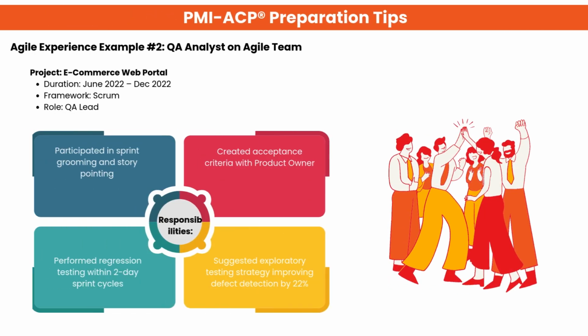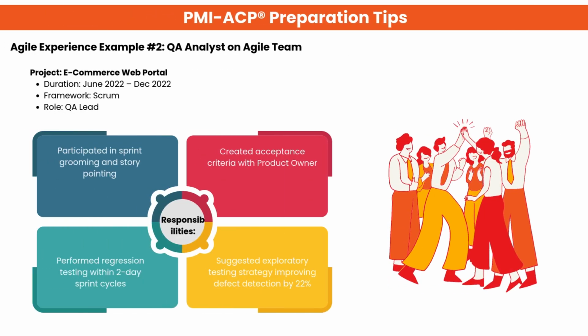This slide shows an example of Agile experience for a QA professional working in a Scrum team. It highlights how a QA lead contributed through sprint planning, story pointing, defining acceptance criteria, and performing regression testing. It also shows impact by mentioning a measurable improvement to 20% better defect detection from exploratory testing. This helps candidates present even testing roles clearly in PMIACP applications.